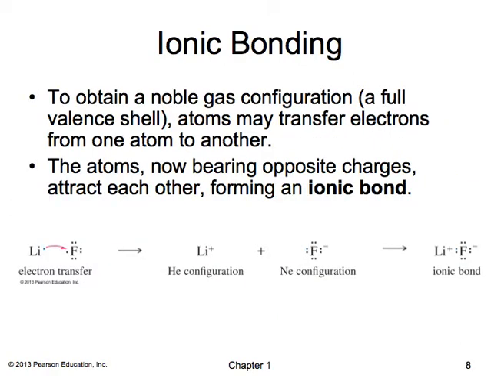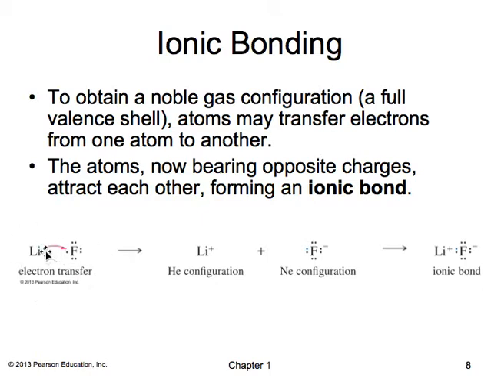Ionic bonding is an important form of bonding. In order to obtain noble gas configuration, a full valence shell of 8, atoms can transfer electrons from one atom to another in the case of ionic bonding. Once they do this, the atoms will form an ionic bond because they will bear opposite charges. Shown here is lithium fluoride.